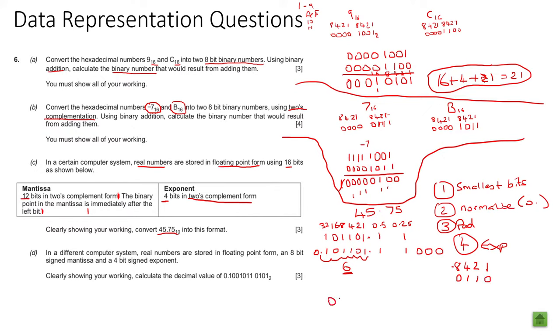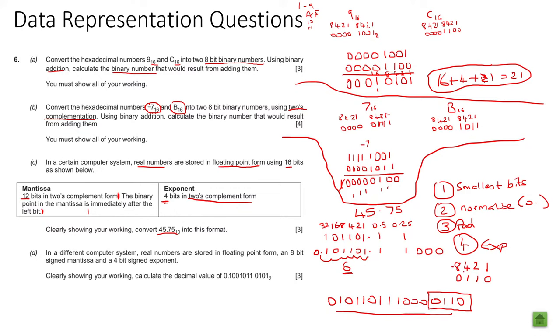So in total, the number that they're looking for in the end is that. That's your final number. That's this number here, and then I stick this on the end. That's my exponent. All right? And that's it for 3 marks. So remember the steps. Convert the number given into the smallest number of bits. Normalize by putting 0 point at the front. Pad it to the required number of bits in the question. And then work out the exponent using the number of bits provided in the question as well. Okay?